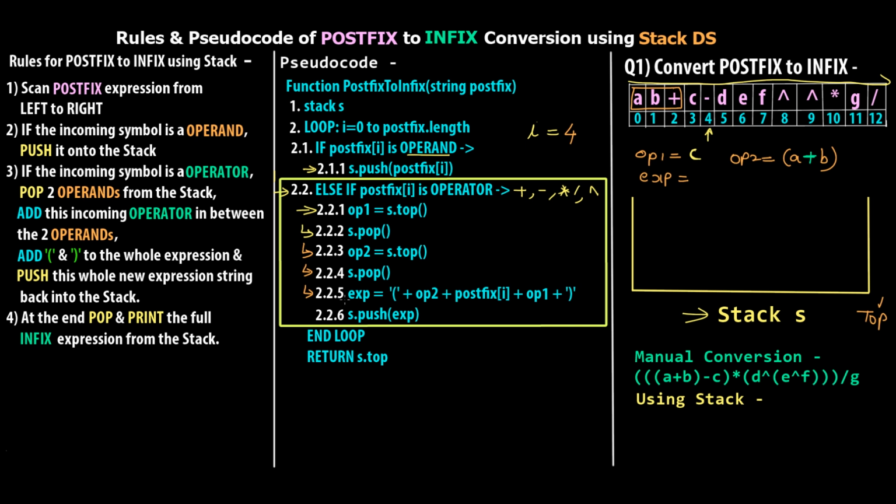Then at 2.2.5, we say a new expression is formed by using the opening bracket. That is this. Then we say plus op2. What is op2? op2 is this sub expression, a plus b, again with the closing bracket. That is op2. Then we say plus postfix of I. What is postfix of I? We are currently at minus, right? I is 4. So postfix of 4 is minus, which is an operator. So minus comes over here in between. And then we say plus op1. op1 is C. So I'll write C over here, and then we have a closing bracket.